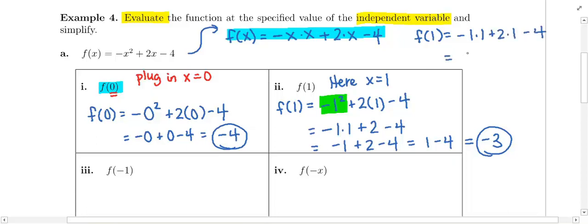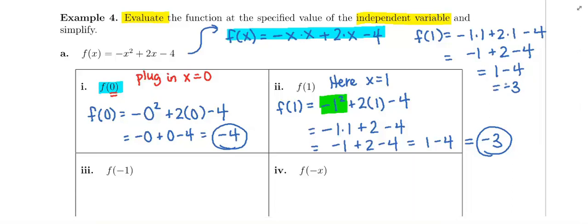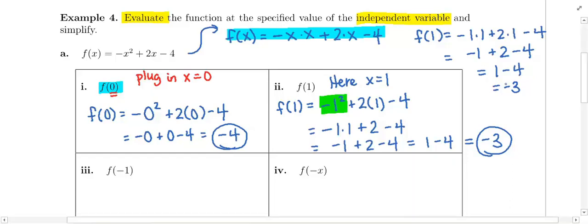Okay, this would be negative 1 times positive 1 is going to be negative 1 plus 2 minus 4. This would be 1 minus 4, which would give you negative 3. Okay, again, the key here, throughout this course, is to recognize whether or not there are parentheses in place. Since there are no parentheses here, that means that negative sign just stays out front and only the 1 is squared. All right, let's try another one.